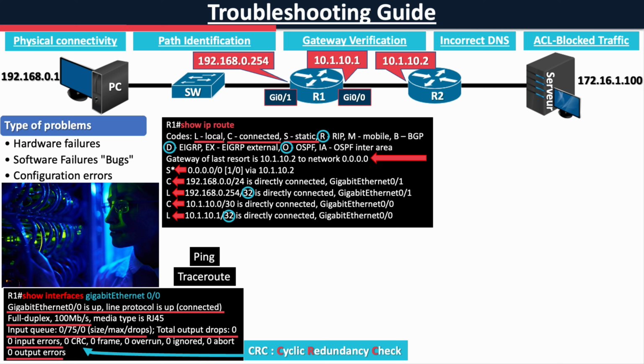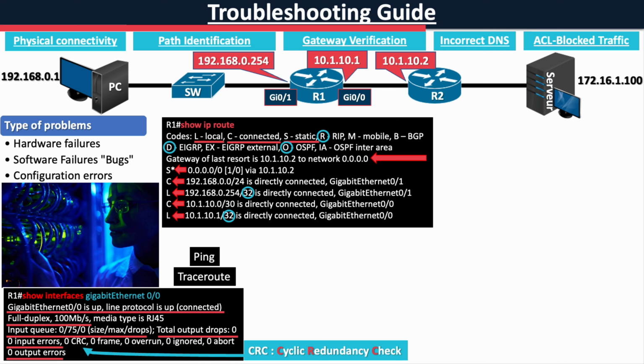If there is no route on the router or a default gateway configured on the PC, communication between the 2 points will not work. In order for the PC to communicate with the server, it must have a default gateway configured, and the router must have a defined route to the server's network.